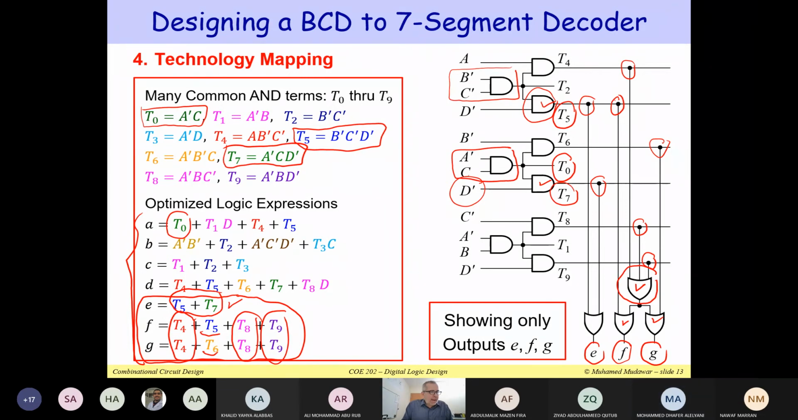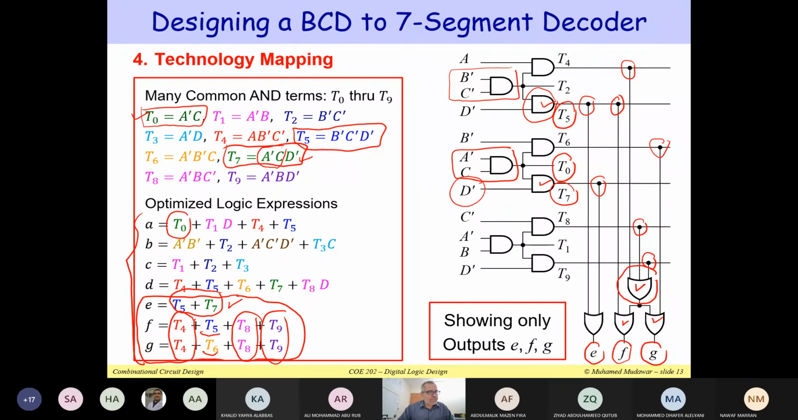Extracting them is obvious, but then you might actually find that T0, which is A prime and C, which is used in A, is actually a subterm of T7, because A prime and C also is included here. So rather than using a separate AND gate for T7, you can use the same T0 and AND it with T prime. That's also a small trick that we use.